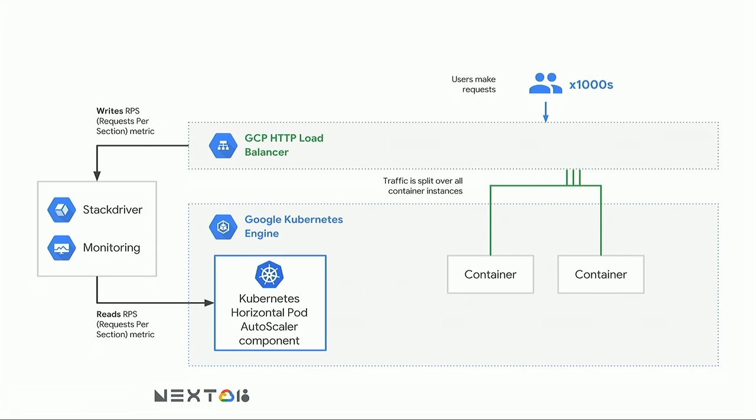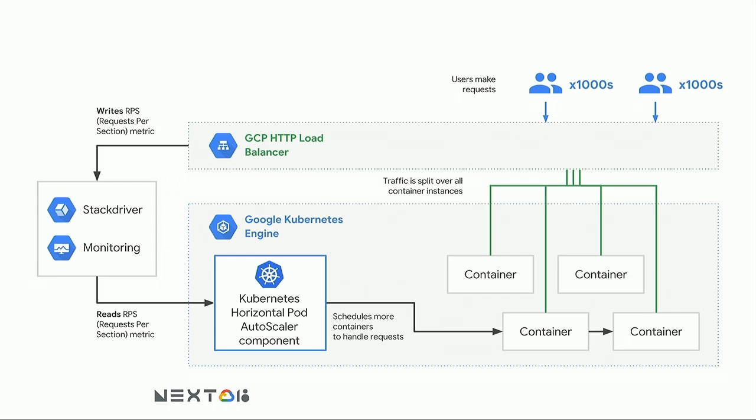But not every application is CPU bound. In fact, that's fairly uncommon. It's often there's a queue length. There's often a request per second that the app can handle. So on Kubernetes Engine, we make this fairly easy for you to set up. In conjunction with Stackdriver monitoring, we have a Kubernetes horizontal pod autoscaler component that can read the request per second metric from Stackdriver that's written to Stackdriver from the HTTP load balancer, such that when new users arrive, we can automatically provision more containers to handle the increase in requests per second from those users.